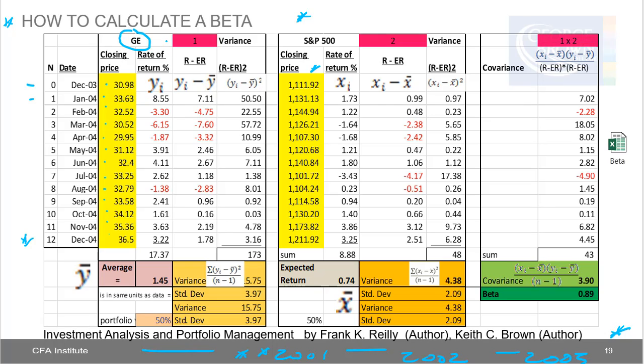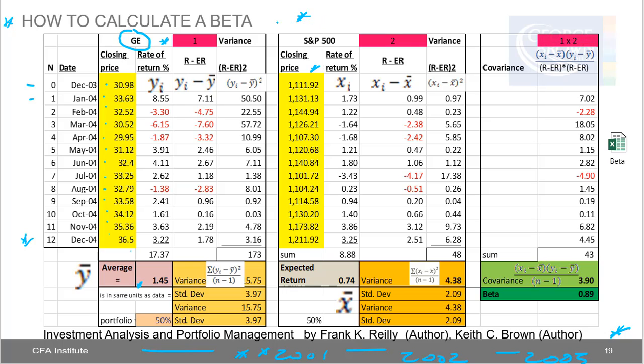So step number one, we calculate the rate of return, ending minus beginning divided by beginning, and then we can calculate the average return, which is the sum of the returns divided by the number of returns. So we had 13 months, but 12 months of data. And so we got an average return of 1.45% on GE.